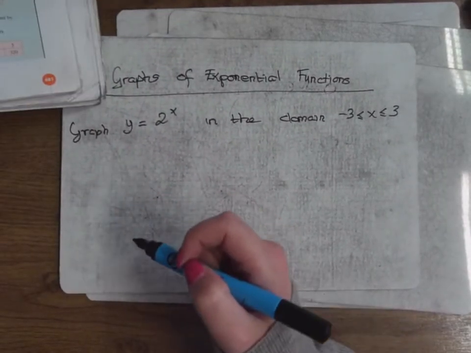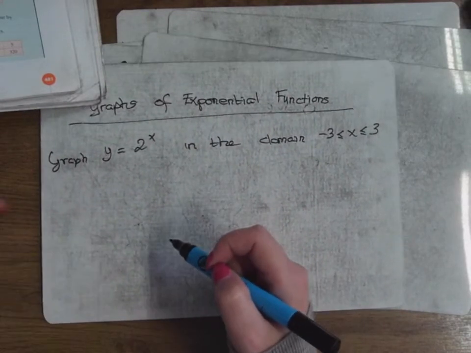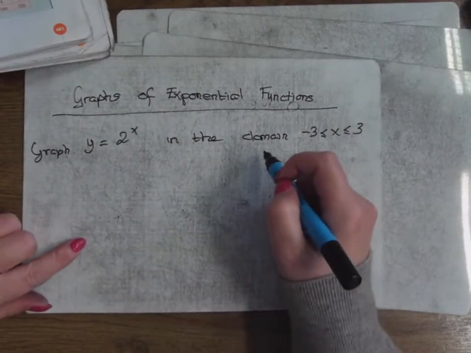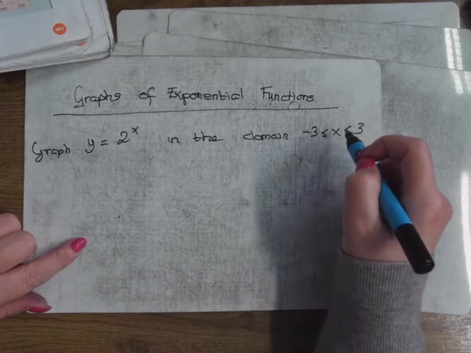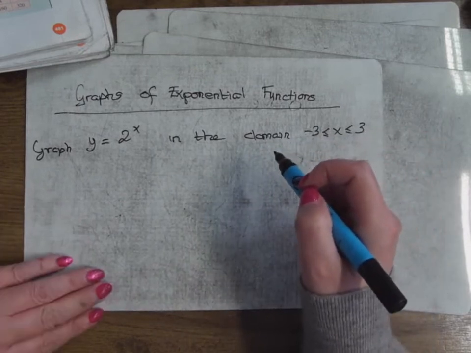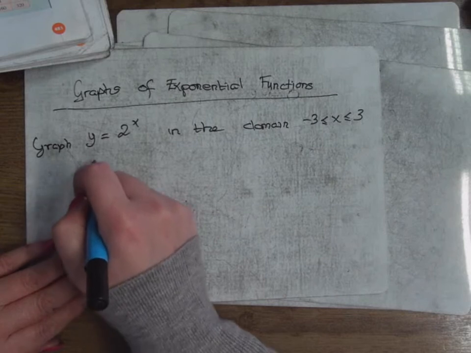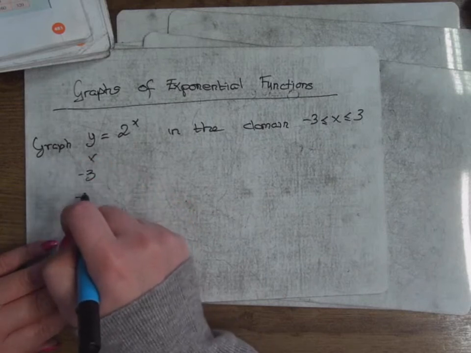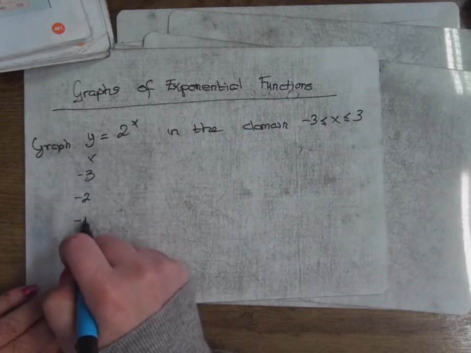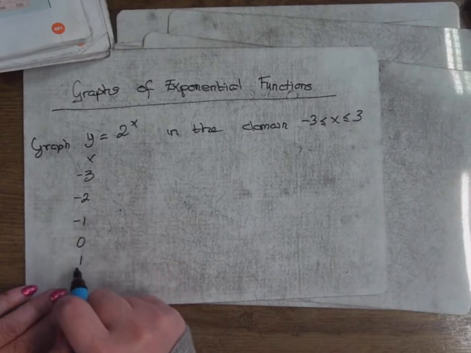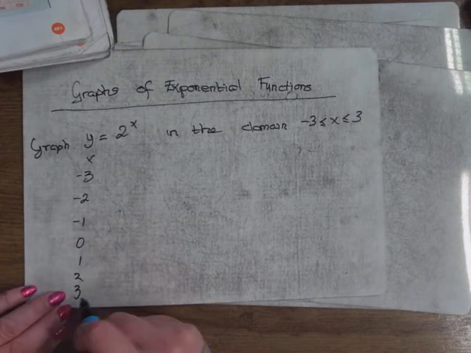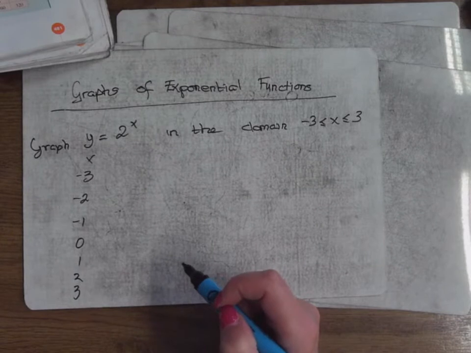What does it say before the -3? In the domain, -3 is less than or equal to x is less than or equal to 3. So that means I'm going to put in a -3, a -2, a -1, 0, 1, 2, and 3, and I'm going to get the points. I'm going to do these out manually, but you do them on a calculator.